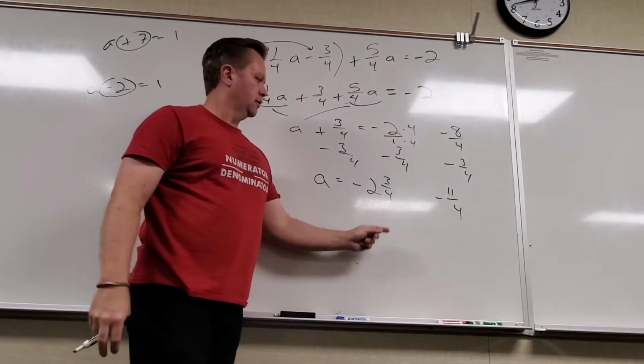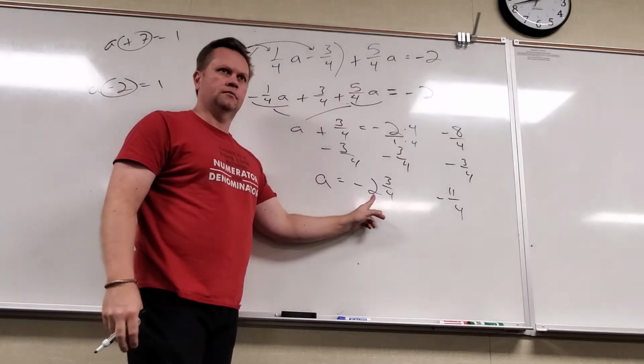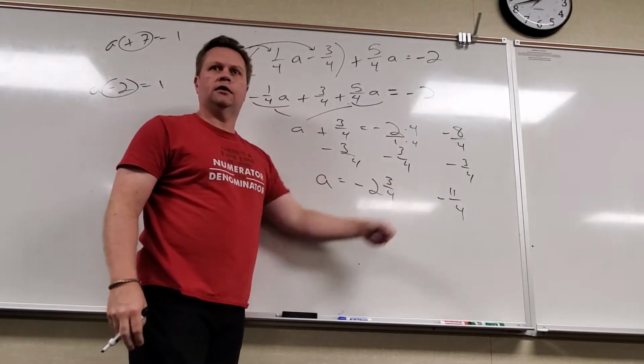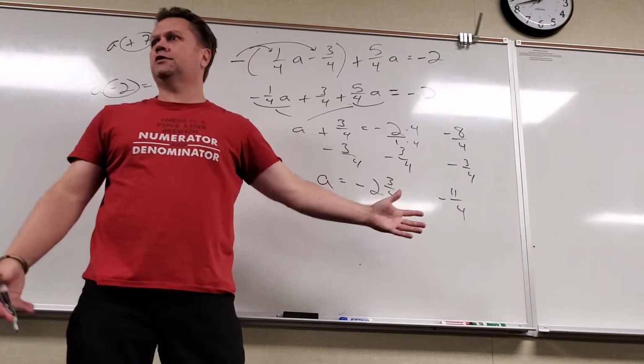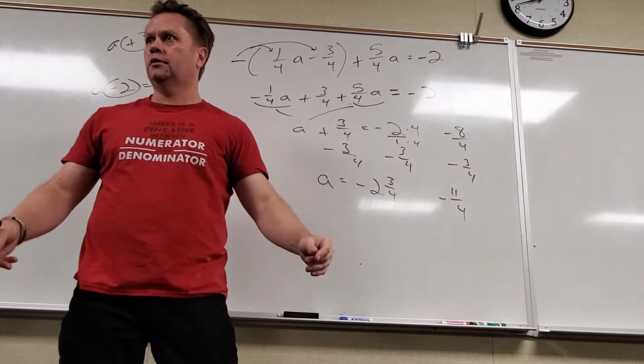Let's double check that. What's 4 times 2? Plus 3? 11 fourths, right? So that's the same answer, just in two different forms. How are we doing? You all right?